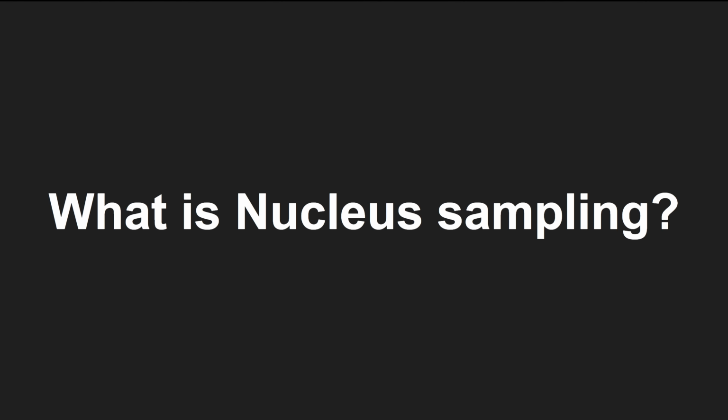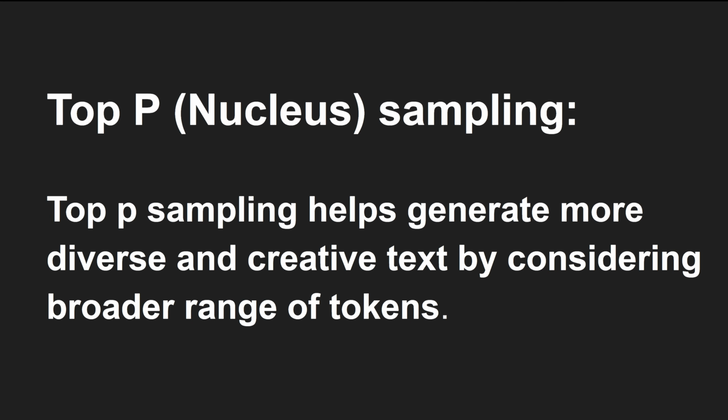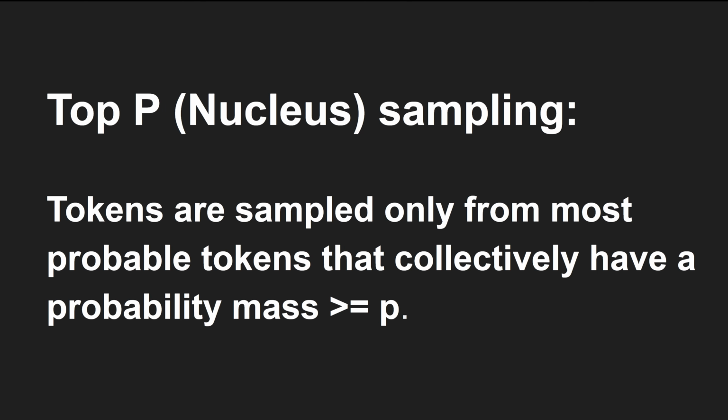Let me change gear a little bit. There is also a popular random sampling named top P, which is Nucleus Sampling. The top P sampling helps generate more diverse and creative text by considering a broader range of tokens. The algorithm is simple. First, it sorts the words by probability, then sums up the probabilities until it hits the P which you set as a threshold.